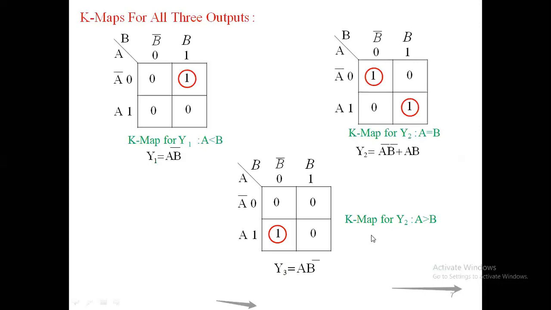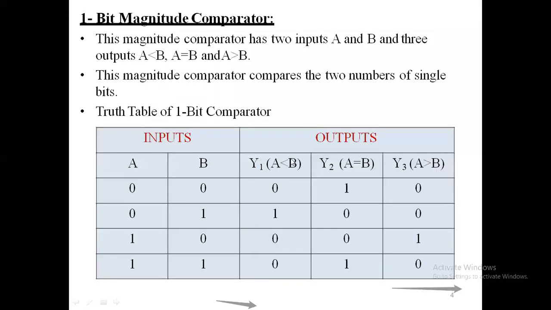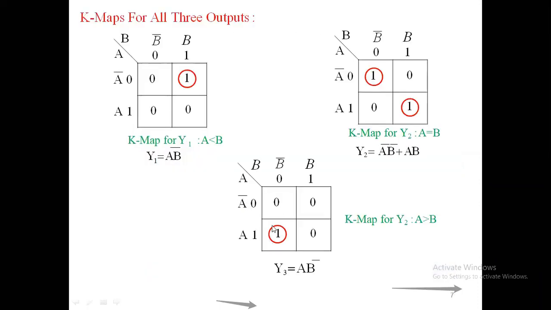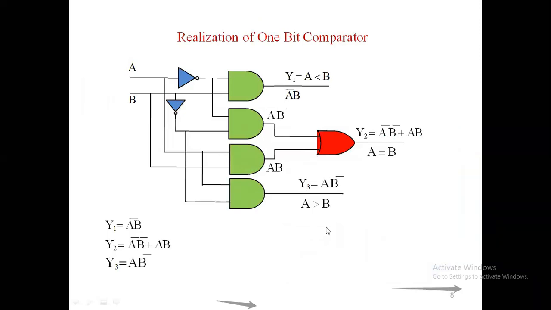Next, A is greater than B. Y3, that is A is greater than B. So at which position will the value 1 be placed? Only 2. At the second position we have to place 1 only. There is no mapping. So we have to write A B bar. So from this Boolean expression we will construct the logic circuit diagram for the 1-bit comparator.